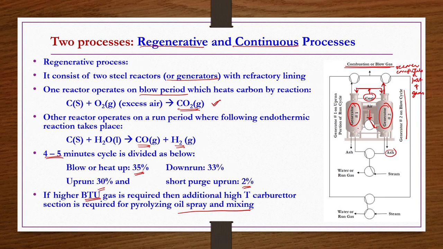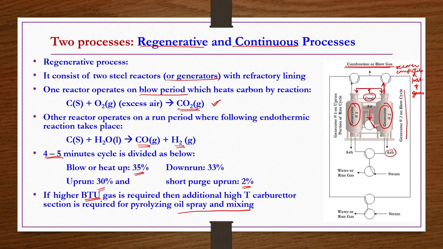Here, in this reactor, the endothermic reaction takes place. In generator 2 an exothermic reaction is taking place, so heat is liberated. But in generator 1 the endothermic reaction, C(s) plus H2O giving rise to CO plus H2, is taking place. This reaction will not take place unless you provide a sufficient amount of energy. So from where is this energy coming? That is the question.